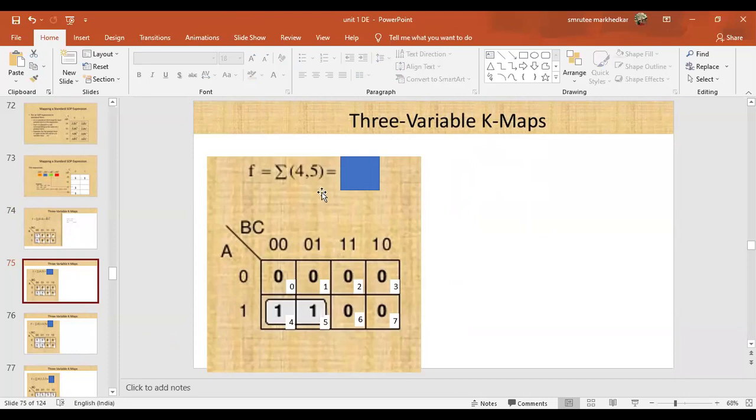Now in this question, you can see 4 and 5 is the question, which they say, since it's a summation sign, we came to know that it is a SOP form. So in SOP form, let's see the fourth position. This is your fourth position, we have written 1. And this is your fifth position, so we have written 1. Now you can see, since 1 and 1 are very close to each other, horizontally they can make a pair. Now how to write the equation?